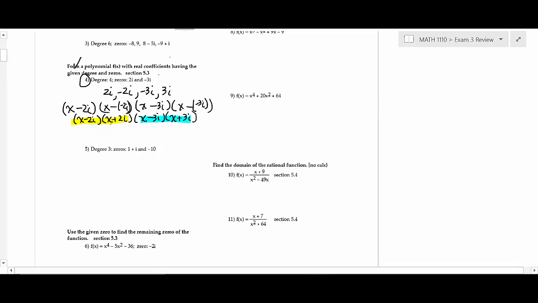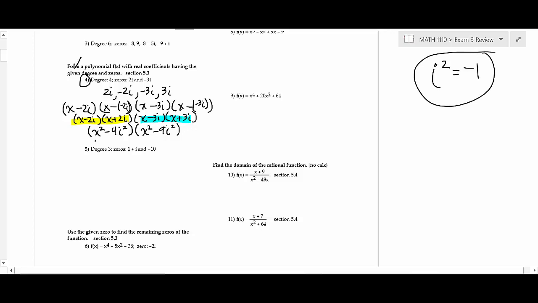So this is going to be x squared minus 4i to the second. The next one is going to be x squared minus 9i to the second. Here's a big deal. What is i squared? You want to make sure you know that. Negative 1. I don't give that to you. You have to know that.